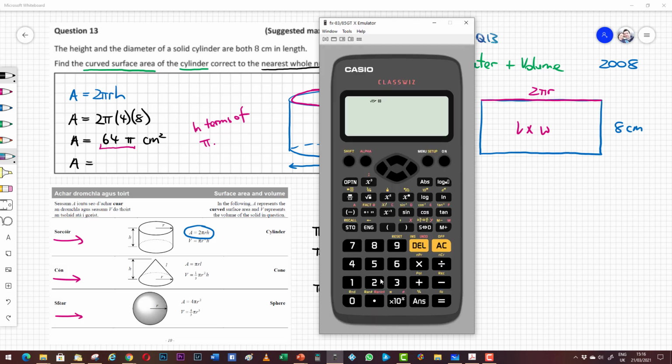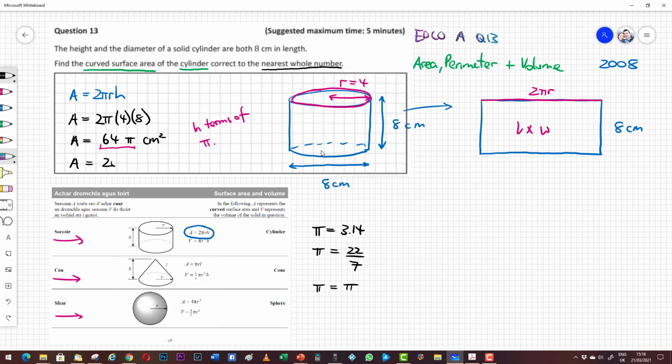So we'll take out the calculator and we could work from the start again. We could do 2 times pi times 4 times 8, and you'll see this will give us the 64 pi. Press the SD button to turn it into a decimal. We have 201.06, and remember we're asked to round this off to the nearest whole number, so that's going to be 201 centimeters squared. And that's all there is to that question. So no real tricks in it. They did give us the diameter instead of the radius, so we just had to watch out for that.